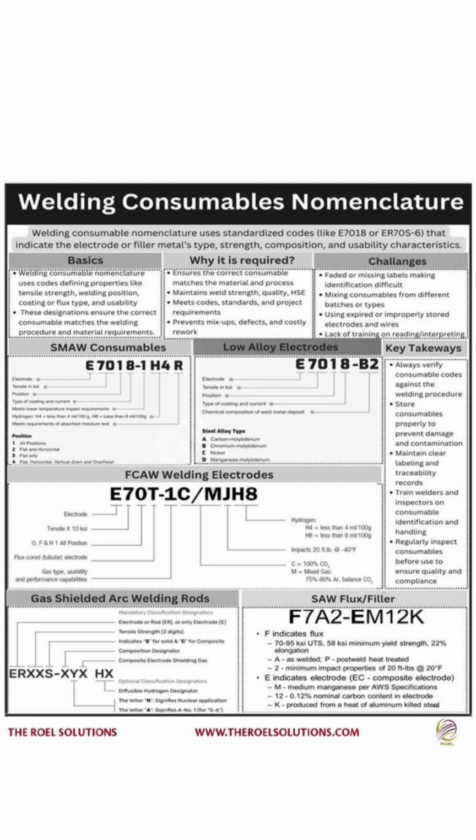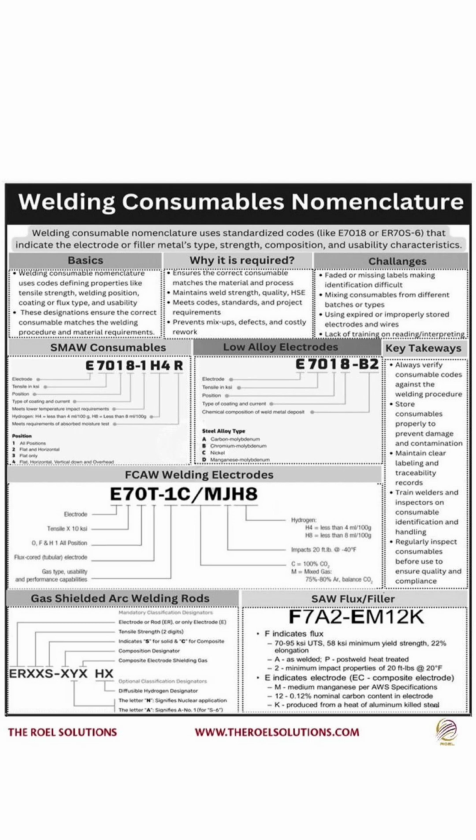F7A2-EM12K. And finally, submerged arc welding, SAW. Example, F7A2-EM12K. Split screen: flux on one side, electrode on the other.